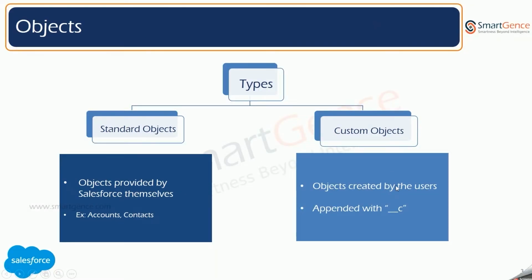Then custom objects. Obviously users will be creating a few objects. Those objects are called custom objects. We can differentiate between standard objects and custom objects. Every single object has a label and a unique name, which we call the API name. For a custom object, the API name would be appended with underscore underscore C. That is how we can differentiate between a standard object and a custom object.